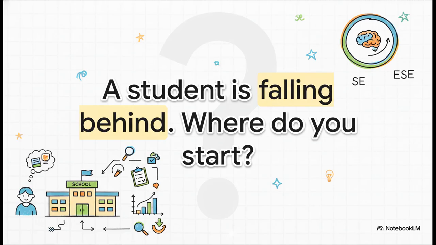We've all been there, right? You've got a student in your class, you can see they're falling behind, and you just know that with the right kind of support, they could totally thrive. But the path to actually getting that support, it can feel, well, a little complicated, maybe even overwhelming. So where do you even begin? That's the exact map we're going to lay out for you today.